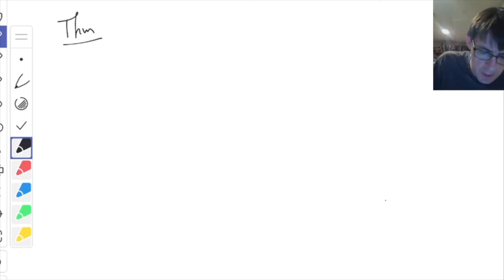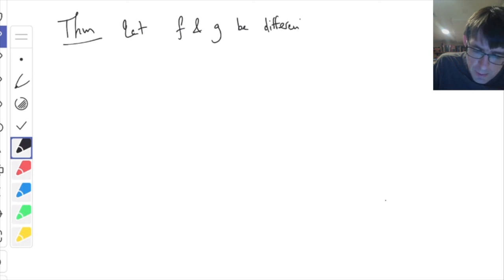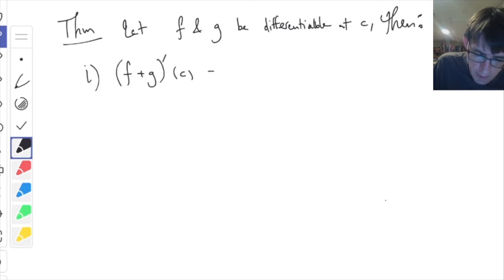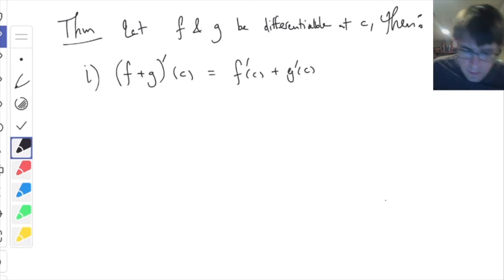So I'm going to say let f and g be differentiable at a point, differentiable at c. And then there's 4 of them. The first one is, oh, I should say then, the first one is the derivative of f plus g at c. When I add them and then take the derivative, I get the same thing as if I take each derivative and add them. All right.